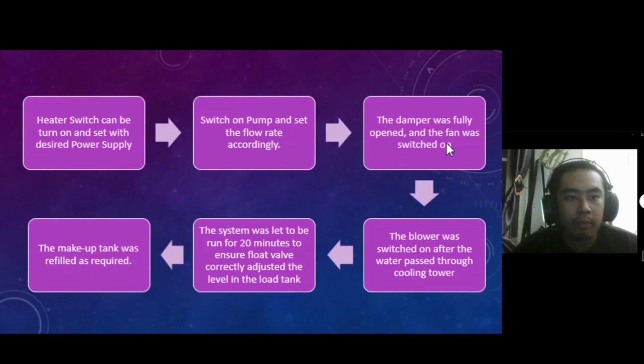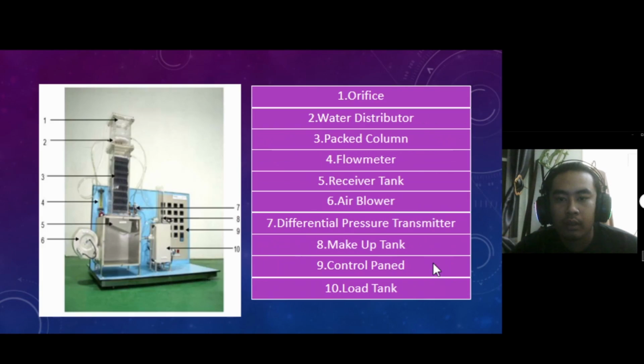After that, after the damper was fully open, the fan can be switched on. Then next, the blower can be switched on after the water has passed through the cooling tower. Okay, so after the water has passed through the cooling tower, then we can turn on the air blower that is at number 6.